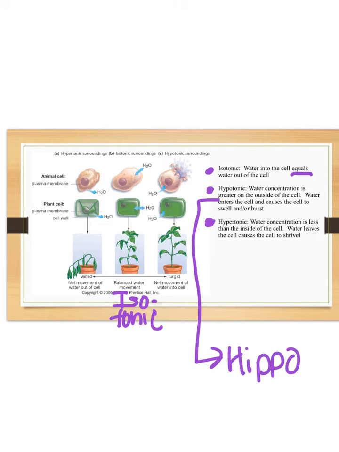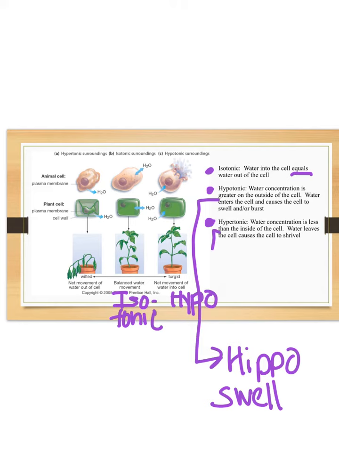So water is greater on the outside than the inside. It goes in and it swells. Hypo. So it causes the cell to swell to look like a hippo. Generally what happens then, the cell bursts, okay? This is going to be hypo.